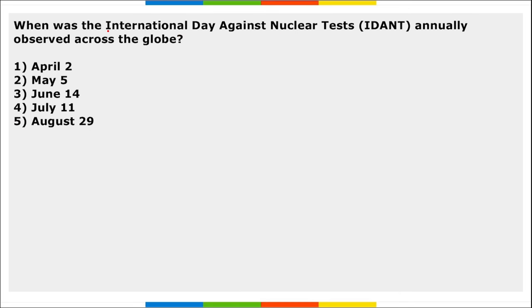Next, when was the International Day Against Nuclear Tests annually observed across the globe? So, International Day Against Nuclear Tests is observed on 29th of August, and it is to raise awareness about the devastating effects of the nuclear weapons.